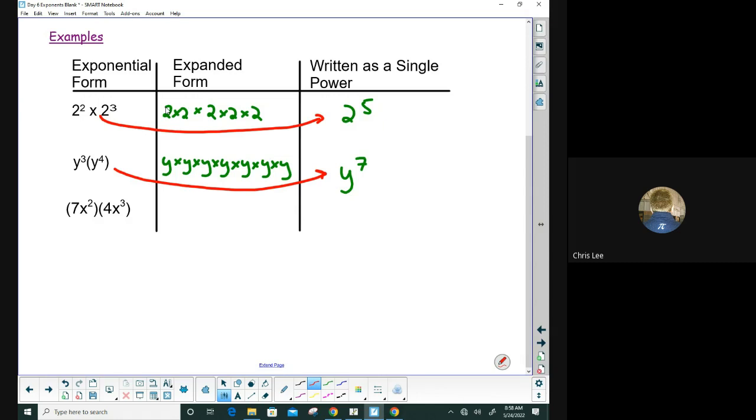If there's a coefficient, coefficients are just plain old numbers. They're not exponents. Multiply them normally. If I were to write this out, 7x squared would look like this: 7 times x times x. The 7's not being squared, only the x is being squared. It's just 7 times bigger.